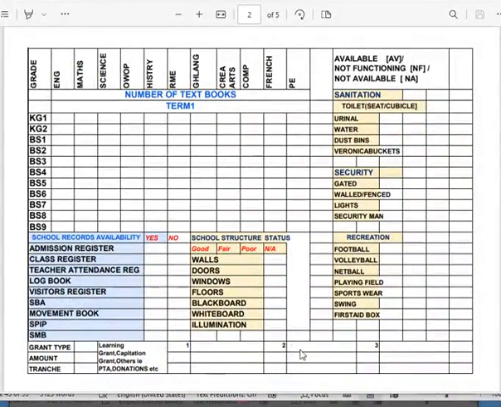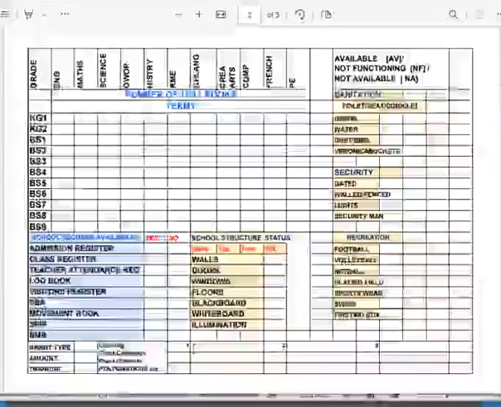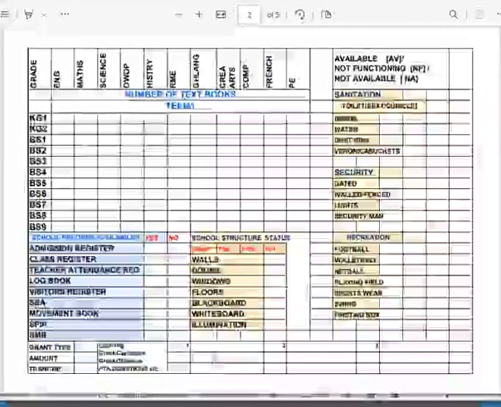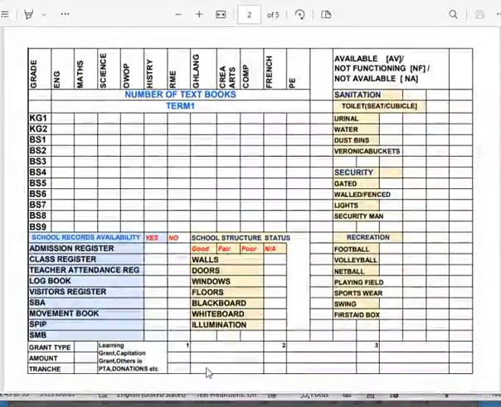Right? The same thing applies over here. The grant received, the amount received, then the tranche will also follow suit. So in term one, let's say that that particular school received 500 Ghana cedis for learning grant. So you state over here the learning grant. Then under it, you state the amount you received for learning grant for tranche one. Then the tranche will follow over here too.